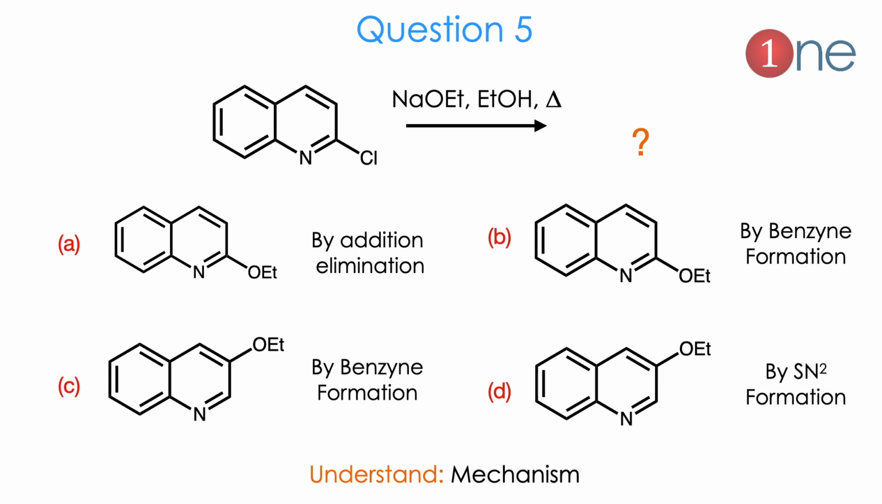Then question number 5. Here the reaction given is a chlorine substitution reaction. The real question is which mechanism it is: the addition-elimination mechanism, or the benzyne mechanism, or the SN2 mechanism. Here you have to know all the mechanisms to understand the product and eliminate the others.